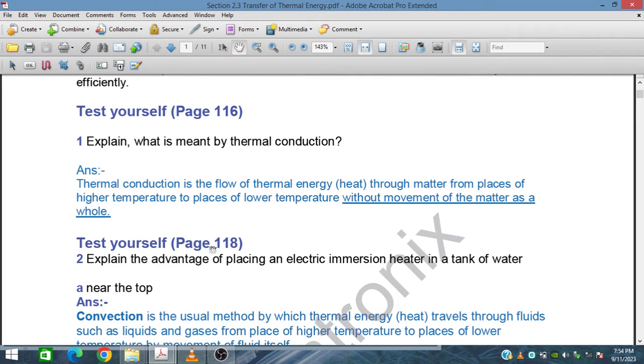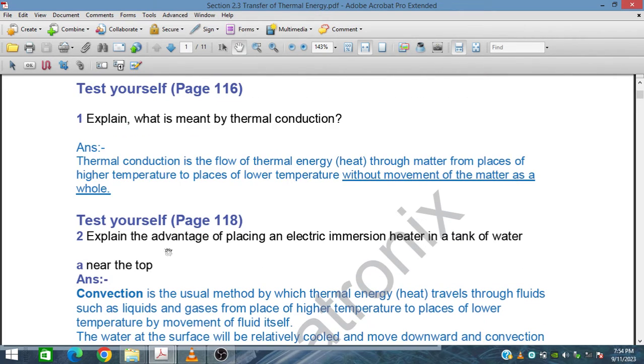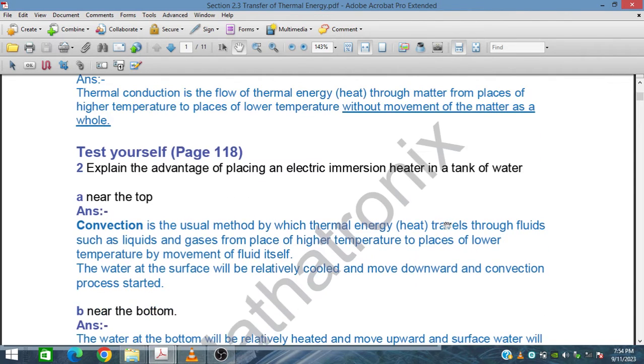Page 118. Explain the advantage of placing an electric immersion heater in a tank of water near the top. Convection is the usual method by which thermal energy or heat travels through fluids such as liquids and gases, from places of higher temperature to places of lower temperature, by movement of the fluid itself. The water at the surface at the top will be cooled and moved on, and the convection process is started.